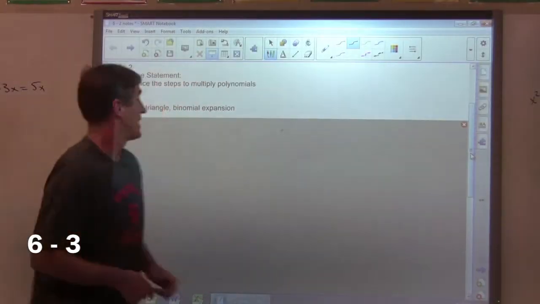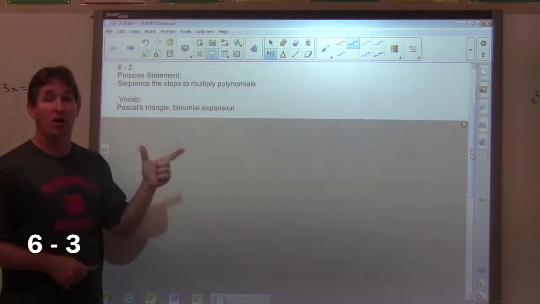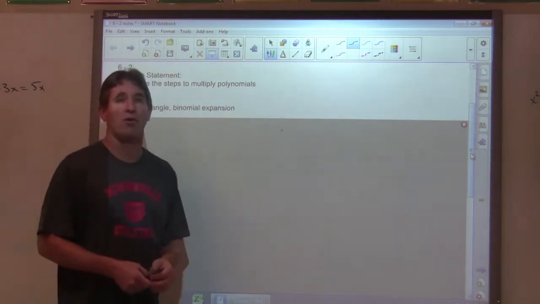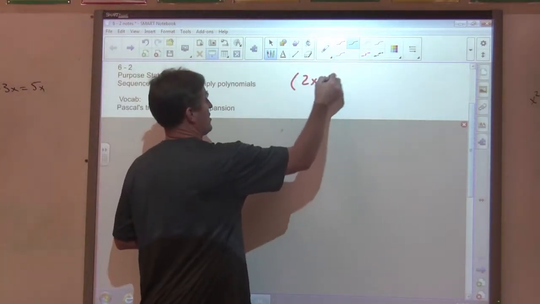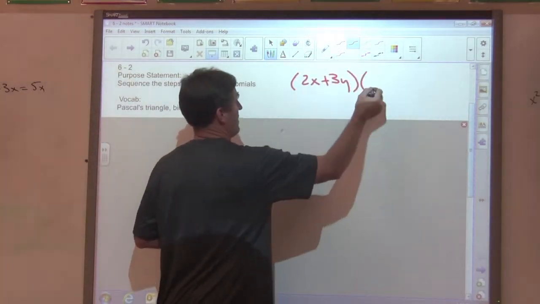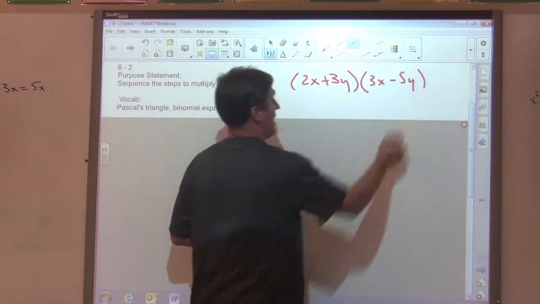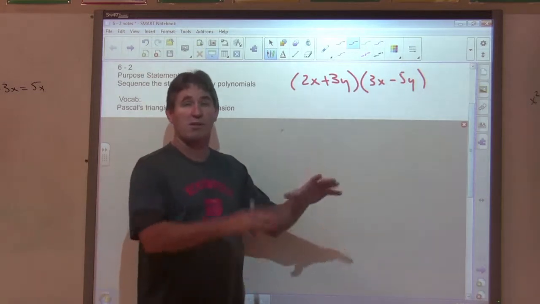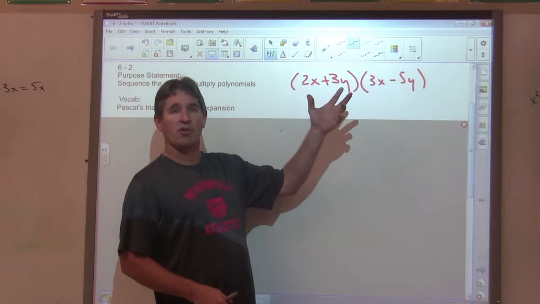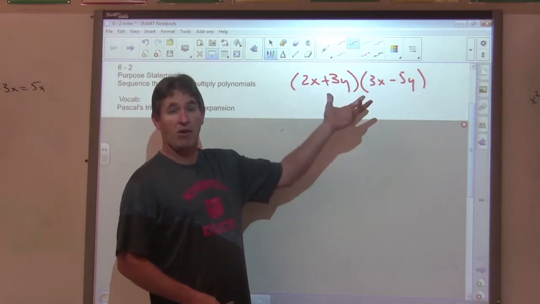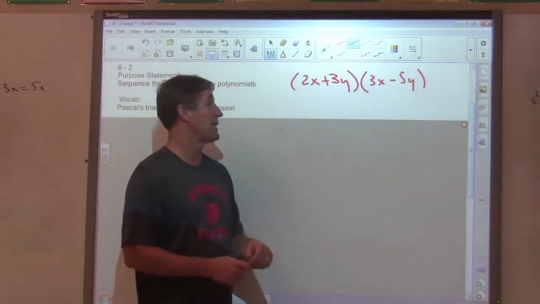Alright, for today we're doing section 6.2. Our purpose statement is sequence of steps to multiply polynomials. Now we've multiplied polynomials before, but most often what you've done is like 2x plus 3y times 3x minus 5y. And then you either FOIL it or smiley face or claw method, whatever you use. Again, like I mentioned earlier, FOIL works great when it's a binomial, but what happens when you have something more than a binomial? And that's what we'll be working with today.